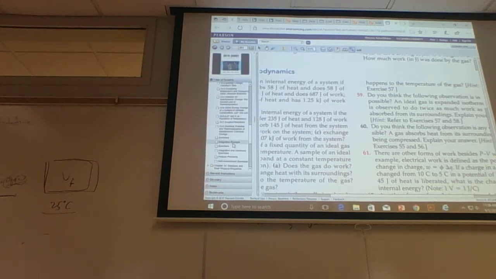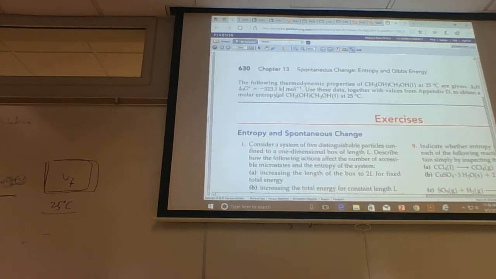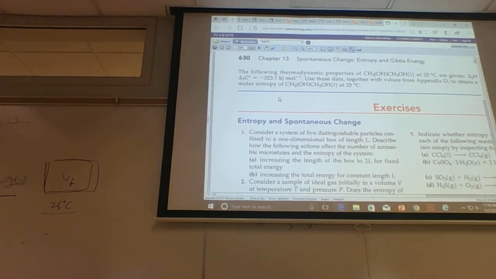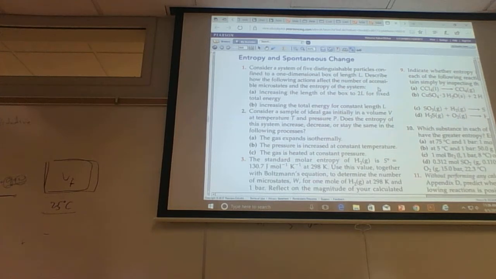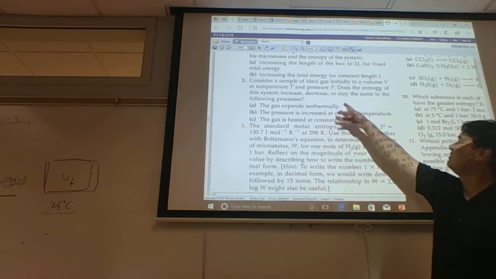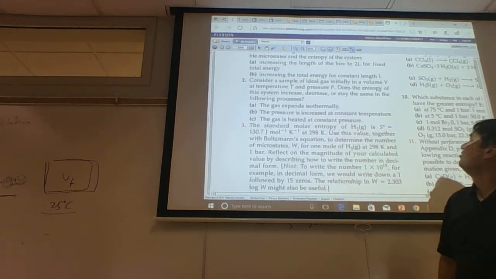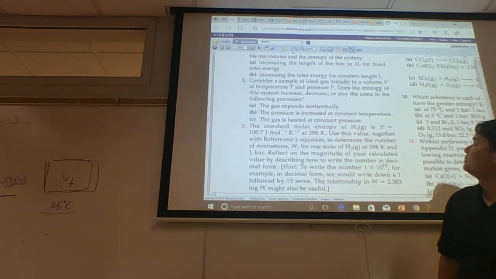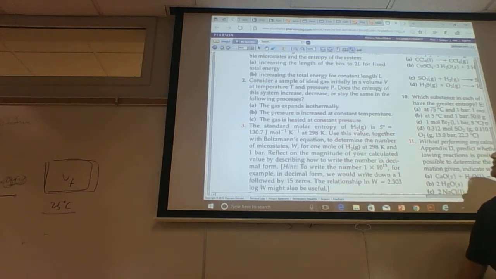For chapter 13, not totally everything, but some stuff. Chapter 13 is just a continuation of chapter 7. And so we're continuing chapter 7. Consider a sample of ideal gas initially in a volume V at a temperature T and a pressure P. Does the entropy of the system increase, decrease, or stay the same in the following process?